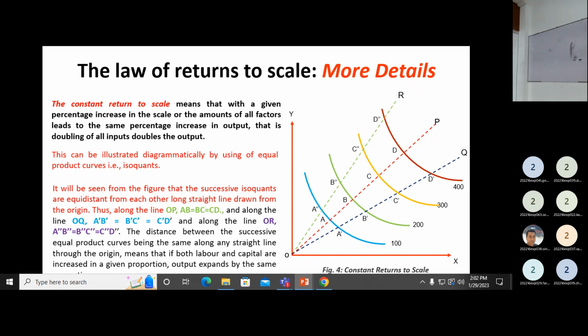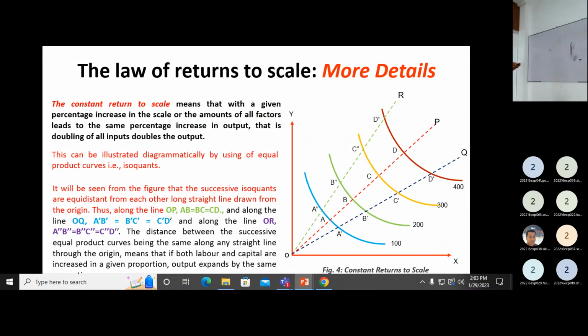What do we mean by constant returns to scale? When you increase your inputs by a certain percentage, the output increases by the same percentage, which is not practical actually. So here we could say the gap is the same, and a constant gap illustrates constant returns to scale. Actually, we have drawn these three curves to show this gap clearly.